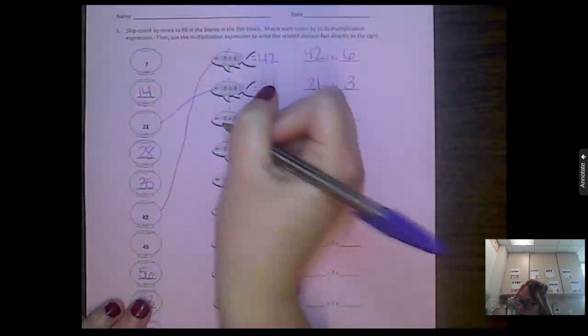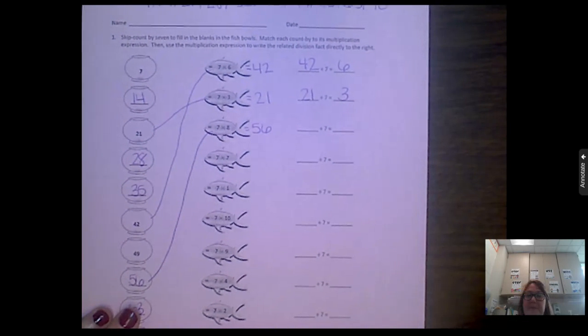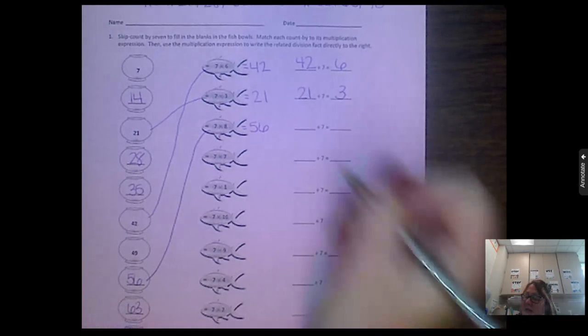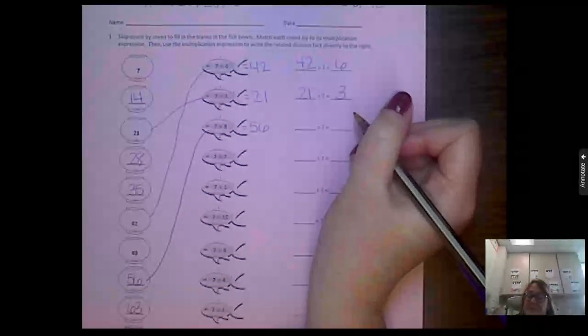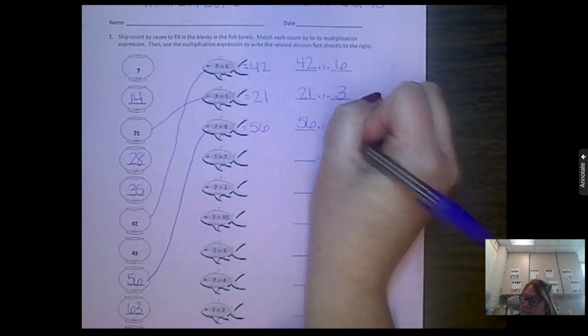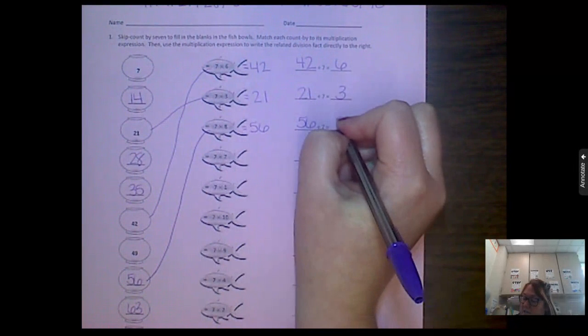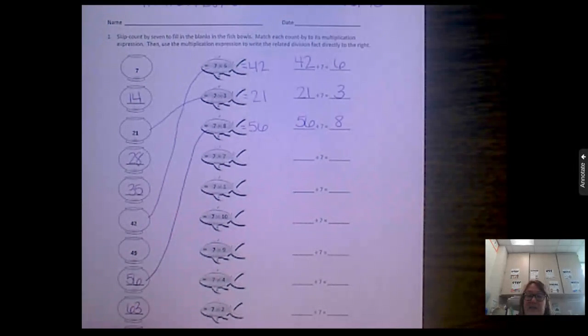So take that fishy to his bowl. There he is. And we want our division sentence to match. So what number are we going to put first? 56 divided by 7 equals 8. Nice work. Let's do one more together and then you can finish up on your own, okay?